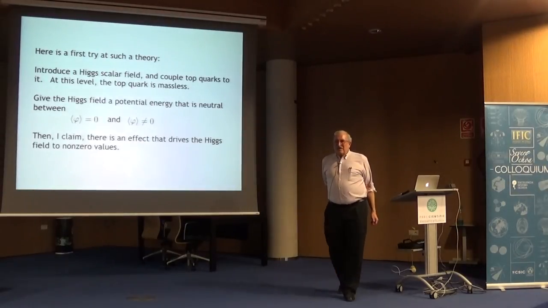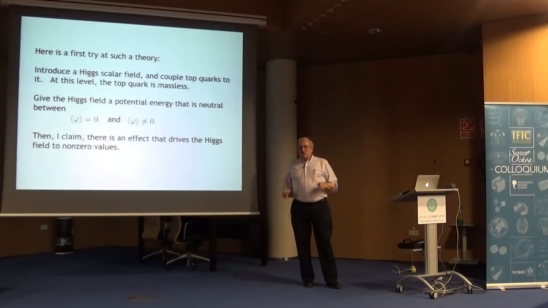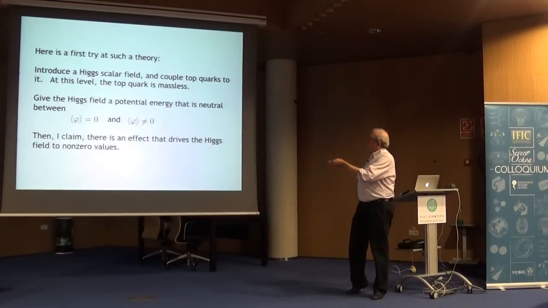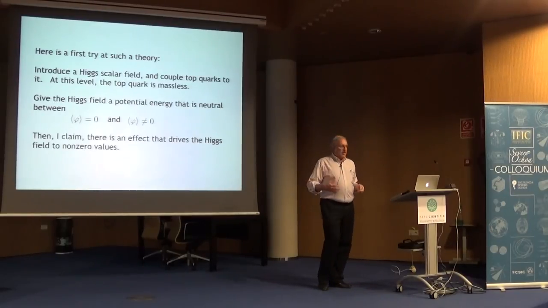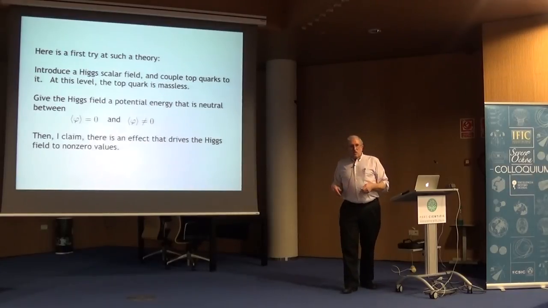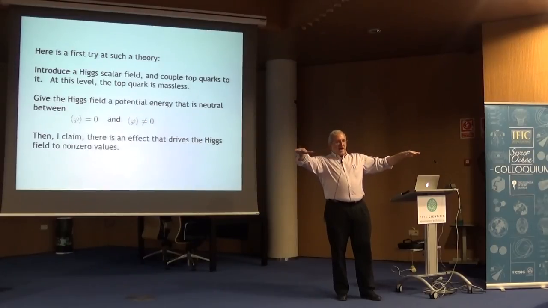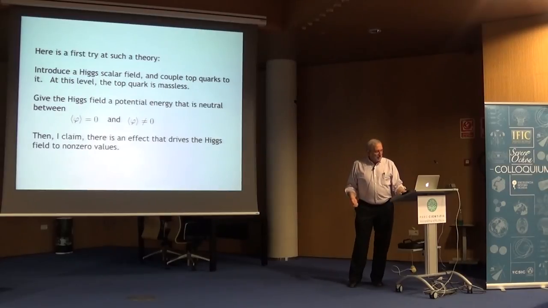Let me make a first try at a theory of electroweak symmetry breaking, using only ingredients that we know about today. So let's introduce a Higgs field, and let's couple top quarks to it. And of course, we know there are top quarks, and we know they have a relatively strong interaction to the Higgs field. And I want to postulate, I don't know where this comes from, a potential for the Higgs field, which is totally flat. So there's no preference for expectation value zero or a non-zero expectation value. And then let's just see what happens.